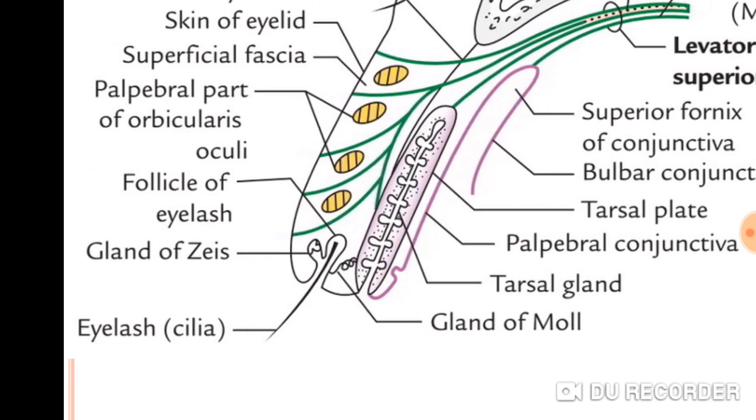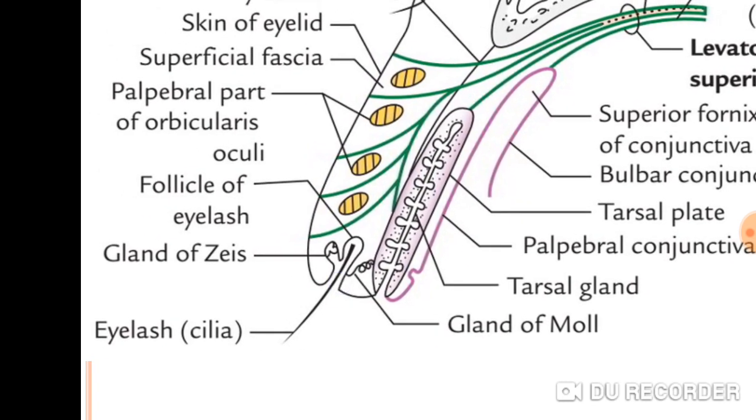Now if you look at the lower margin of the eyelid, there are some eyelashes, which are also called cilia, and there are two glands associated with it. First of all, this is the gland of Zeis that opens over here into the hair follicles, and then you have the glands of Moll, which are actually modified sweat glands, and these glands of Moll open in between the adjacent eyelashes. So you have glands of Zeis as well as glands of Moll.